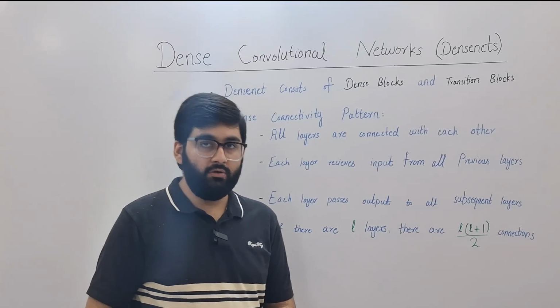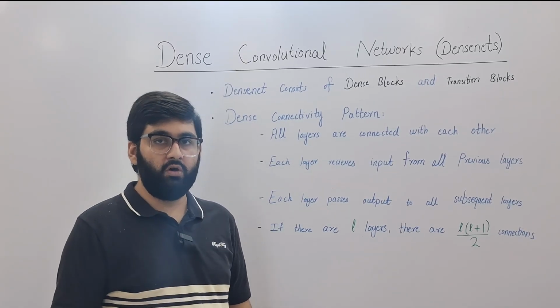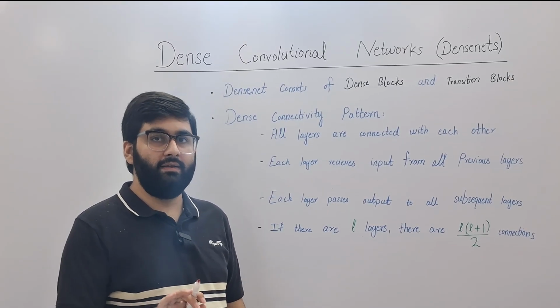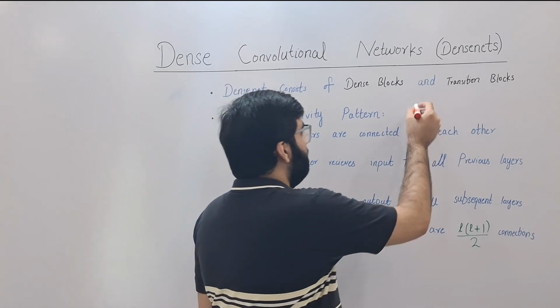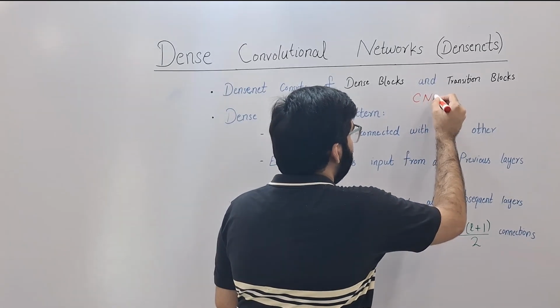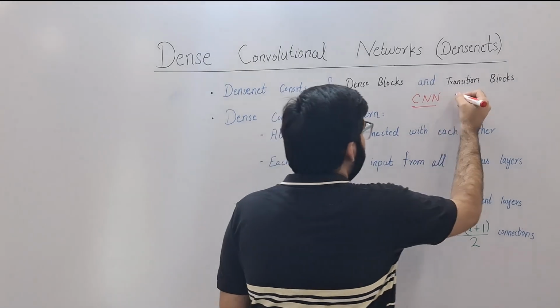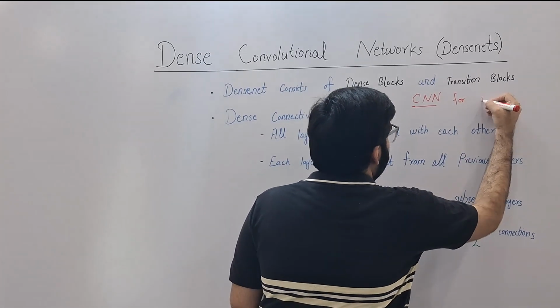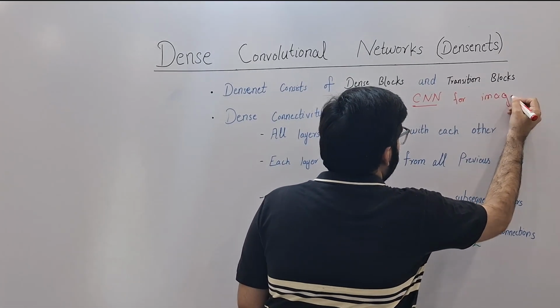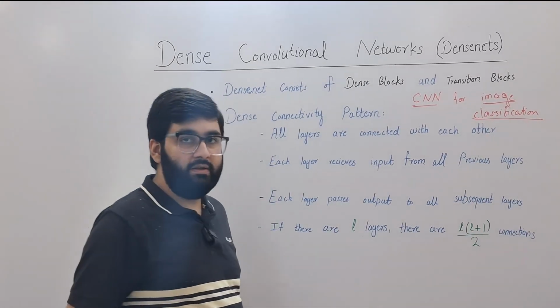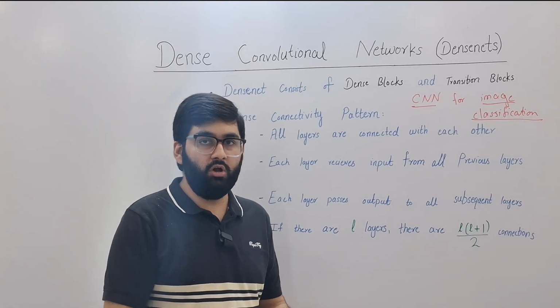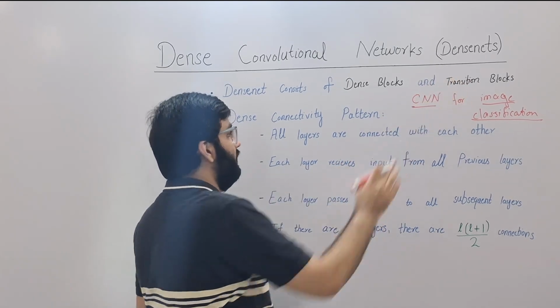Hello everyone. Today's topic is the dense convolutional network, or the DenseNet. The DenseNet is a variant of the convolutional neural network and is typically used for image classification. A DenseNet is made up of multiple dense blocks and transition blocks.